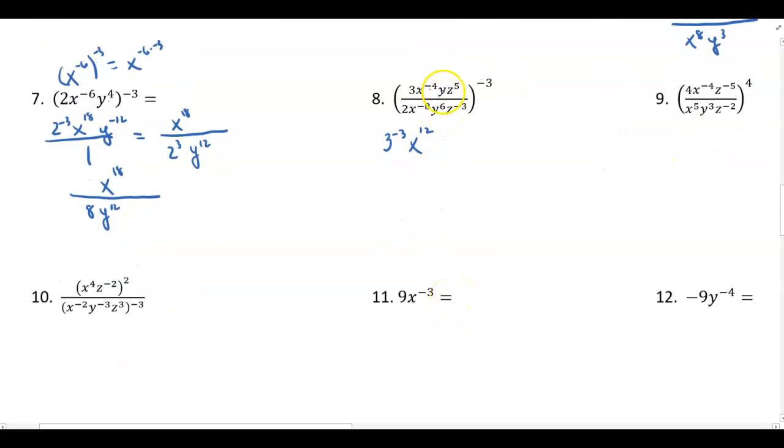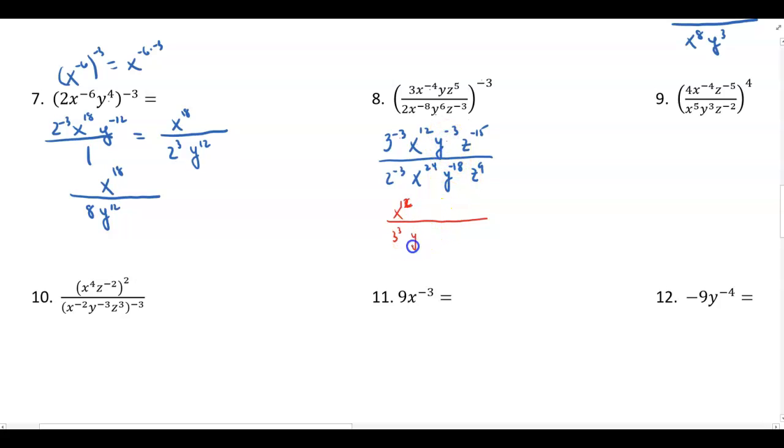Okay? Then y to the negative 3, z to the negative 15th over 2 to the negative 3, x to the 24th, y to the negative 18, z to the positive 9. Now, next step, get rid of all my negative exponents. So when I look here, I go to each one individually. Negative exponent goes down. Positive exponent stays up top.